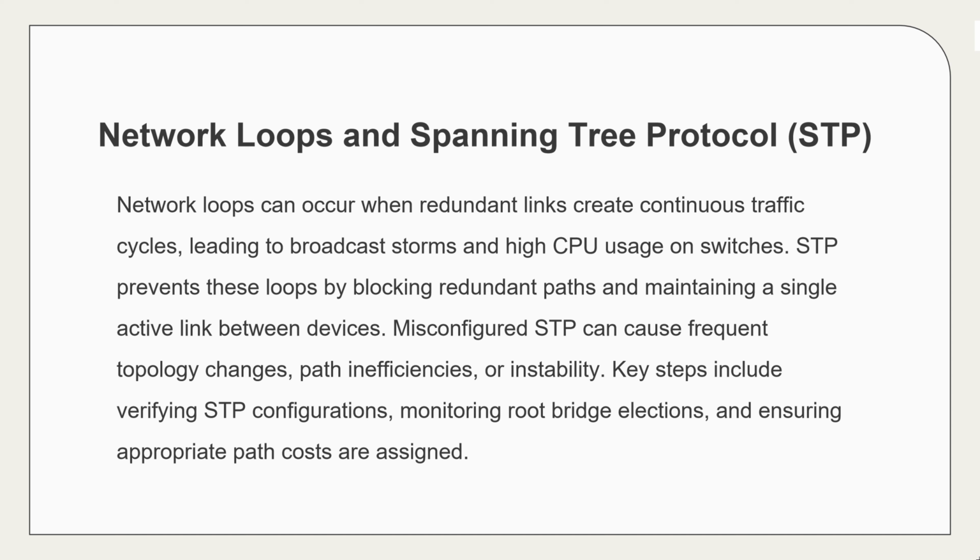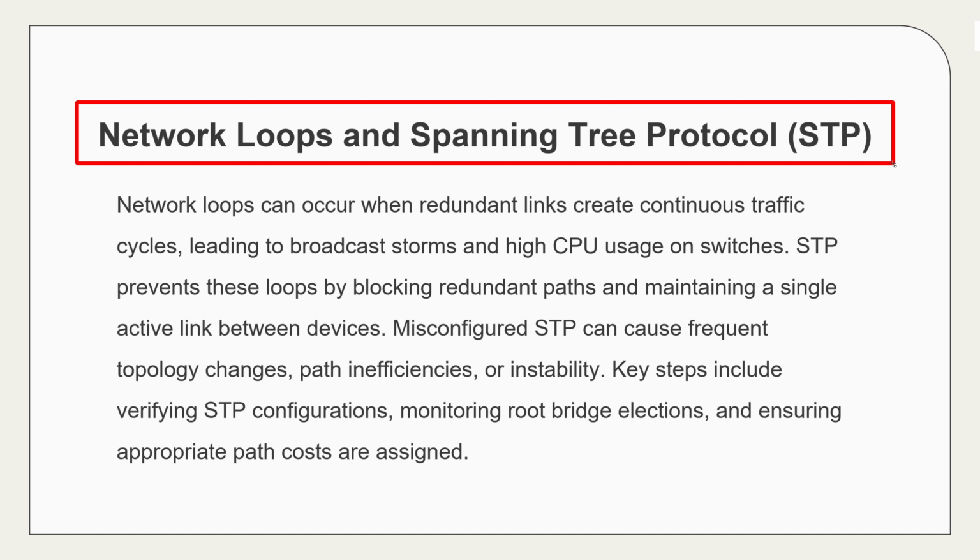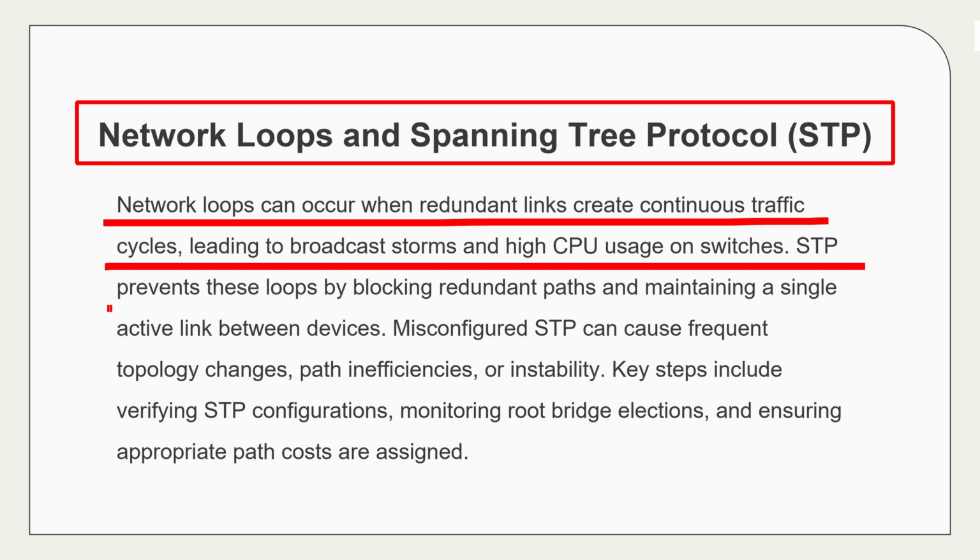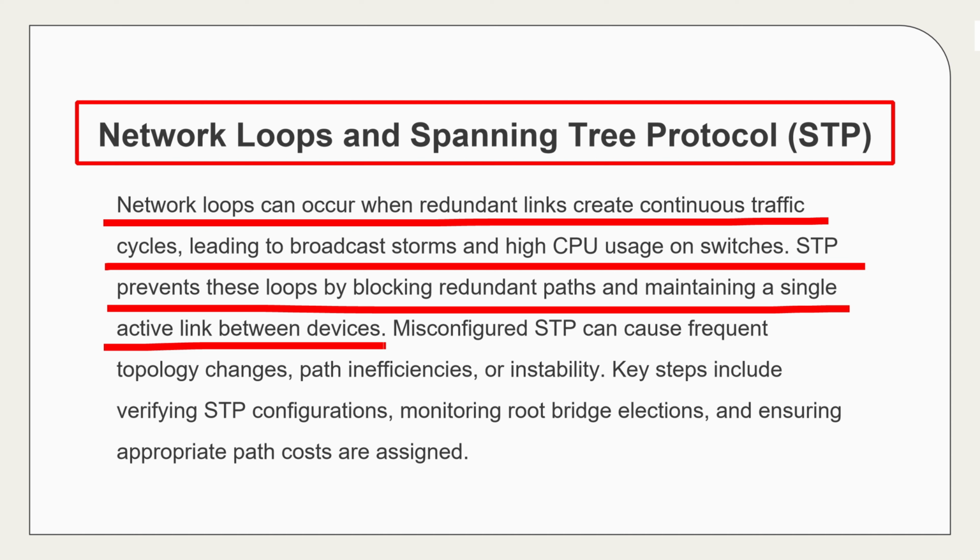The knowledge points of this question are: identifying and resolving network loops. Loops happen when redundant links flood the network with traffic, causing high CPU usage. STP fixes this by blocking extra paths. Check STP settings to make sure the network stays loop-free and stable.